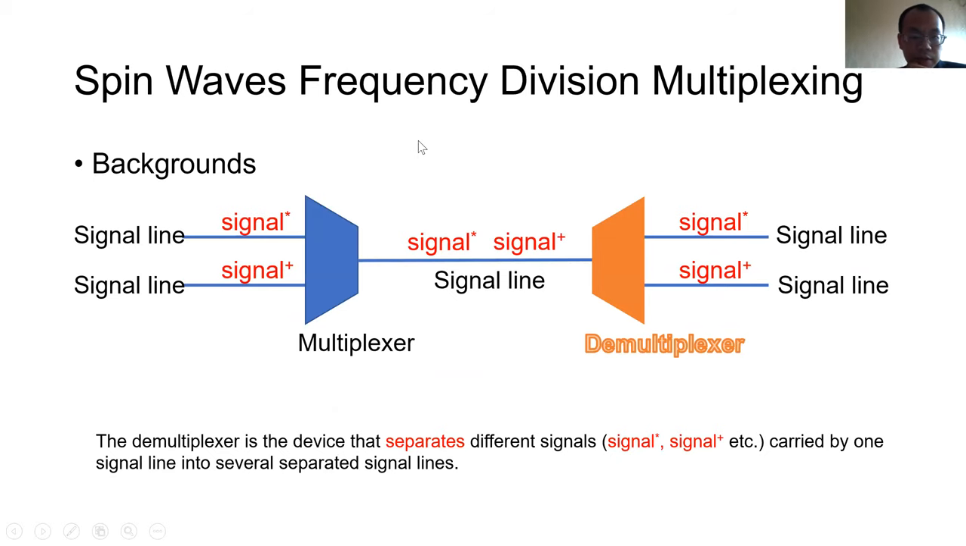The spin wave frequency division multiplexer is a very important device in the circuit because it helps to combine the signals, and then we can reduce the number of the signal lines in the system, and then make the system more compatible.